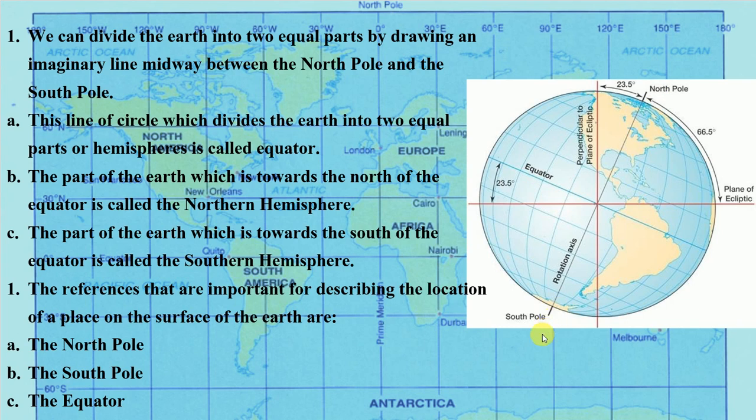So let us move on to a brief discussion of the set of circles. We have already got the three references which are very important for describing the location of a place: the North Pole, the South Pole and the equator. Let us move on to parallels and meridians.